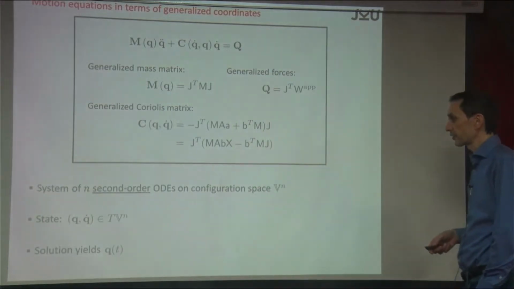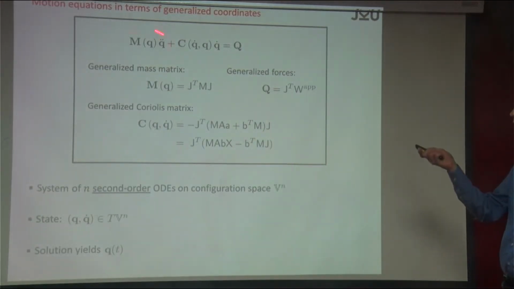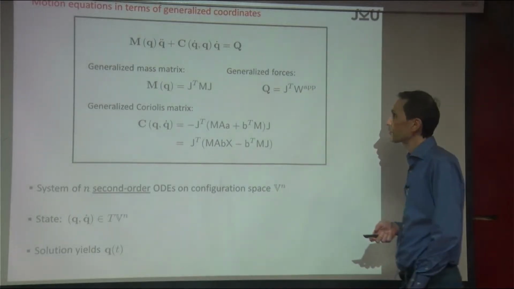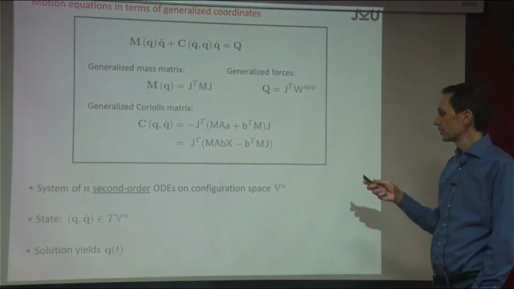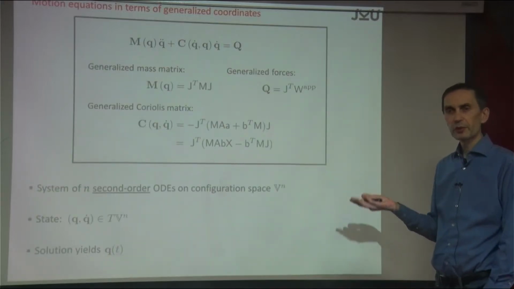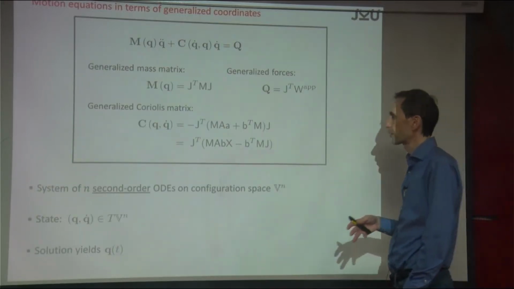For a given state, what we have here is a second order differential equation. It's a system of n ordinary second order differential equations in terms of q. So you can solve this, and then you get the motion of your system. And that is easy said, but not easy done. Because when I'm saying solving them, there are two applications actually for this. One is the forward dynamics, and one is the inverse dynamics.